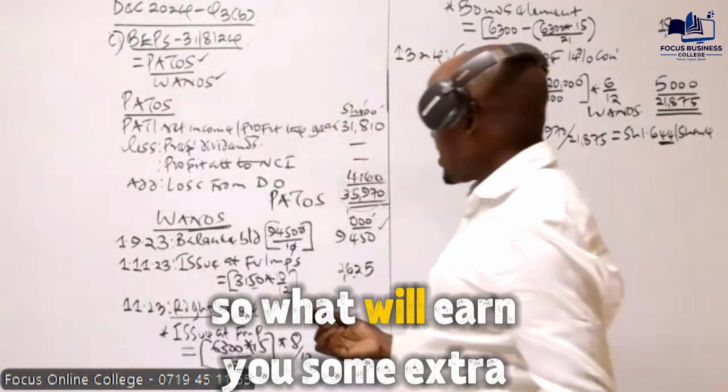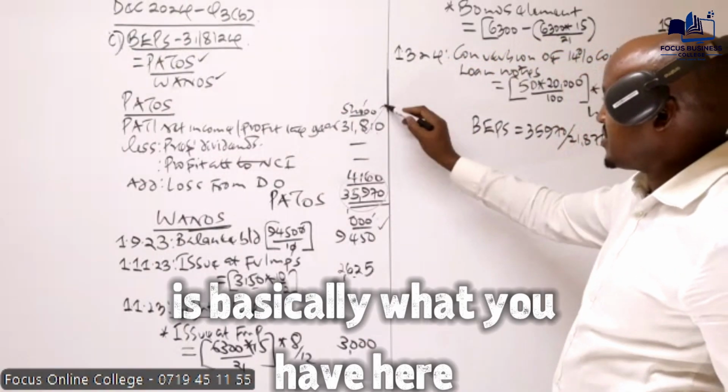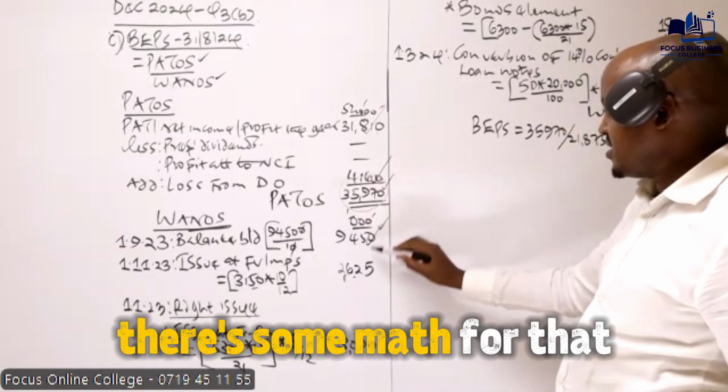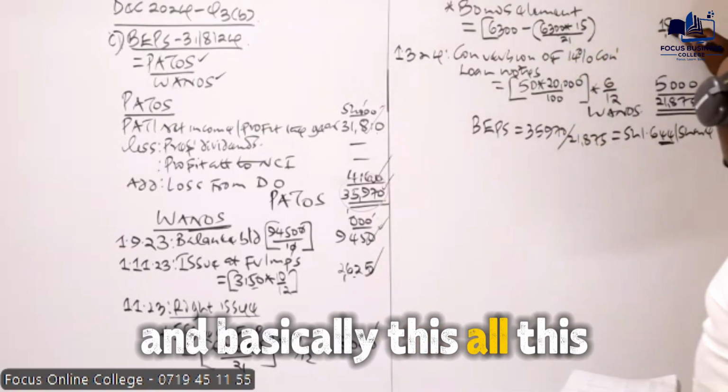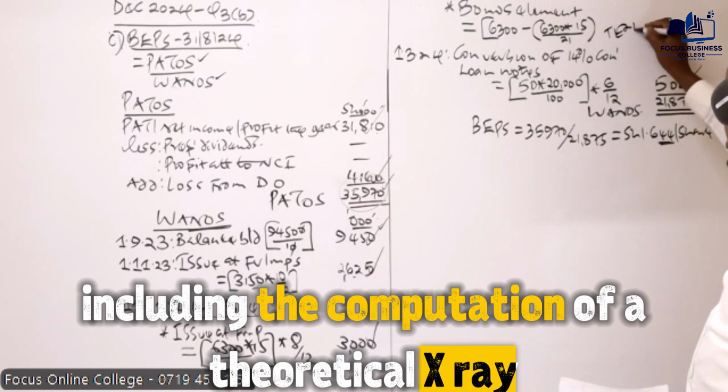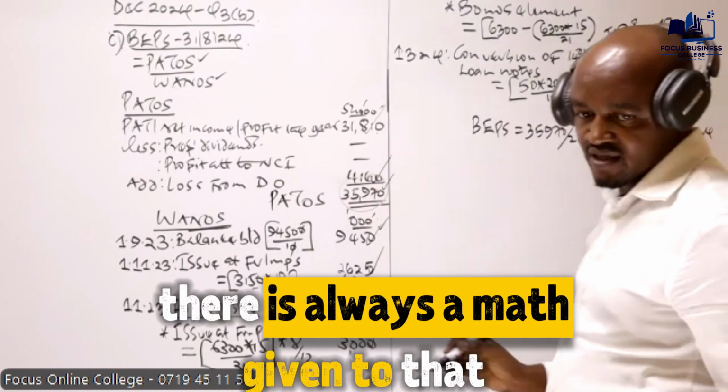So what will earn you some marks there is basically what we have here. The computation of that one, there are some marks for that. And basically all these, including the computation of the theoretical exercise price. There is always a mark given to that.